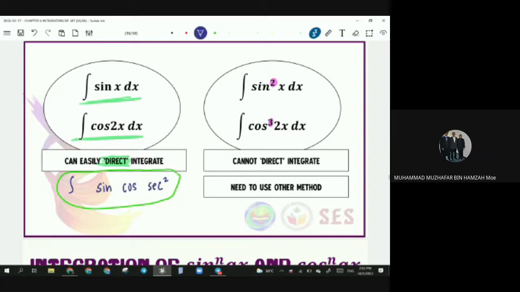Macam ni, ini sin kuasa 1 lah. Kita tahu satu atas tu kan. So apabila kita punya sin atau cos tu, dia bukan 1, means we cannot direct integrate. Boleh? And this one we need to use other method. Nanti bila buat mind map tu korang akan nampak lah. Kalau sin cos ni kalau ada kuasa dia lain cerita.